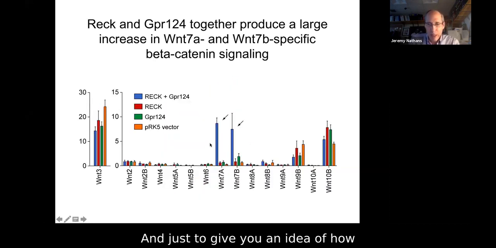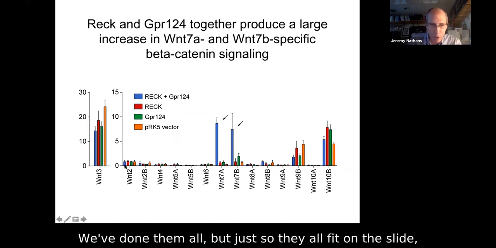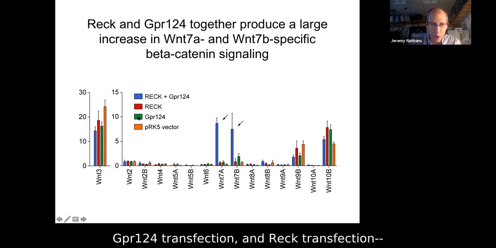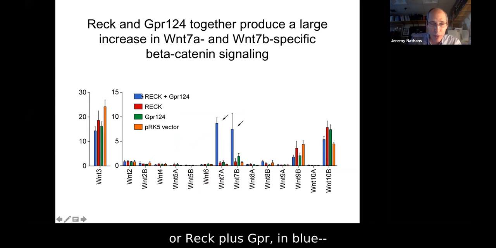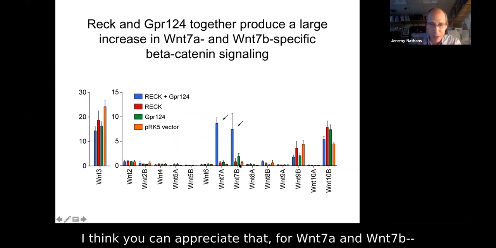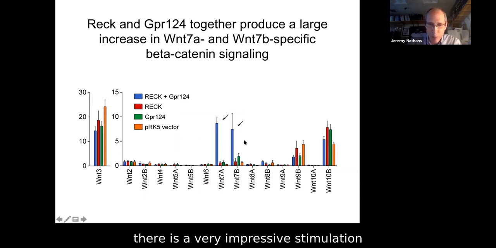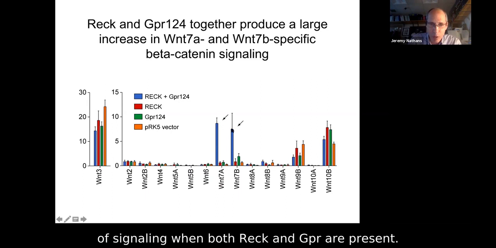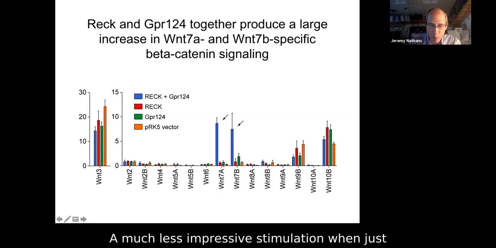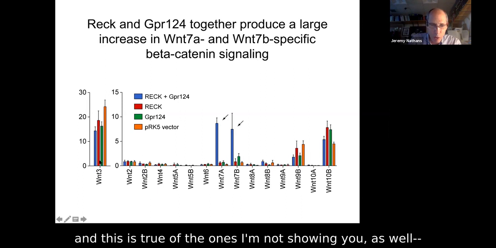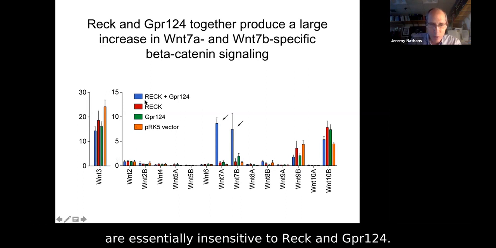And just to give you an idea of how specific this stimulation is, I'll show you data from some of the Wnts. We've done them all, but just so they all fit on the slide, I'm showing you just some of them. If we look at, for example, empty vector transfection, GPR124 transfection, RECK transfection, or RECK plus GPR124 in blue, I think you can appreciate that for Wnt7a and Wnt7b, and this is the work of Chris Cho, a grad student in the lab, there's a very impressive stimulation of signaling when both RECK and GPR124 are present, a much less impressive stimulation when just one or the other is present. But the other Wnts, and this is true of the ones I'm not showing you as well, are essentially insensitive to RECK and GPR124.